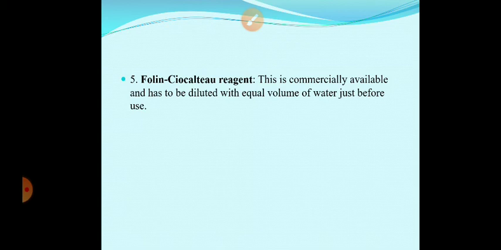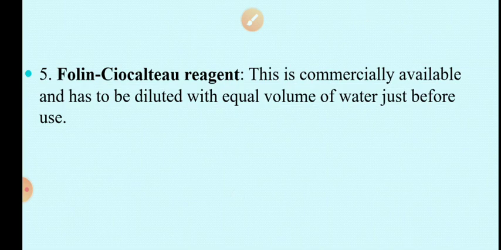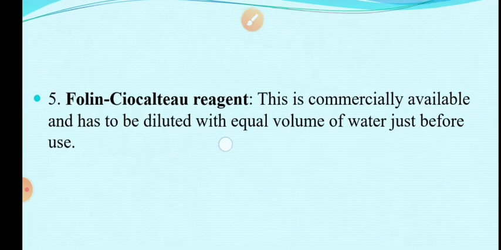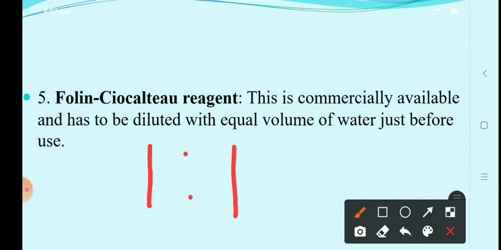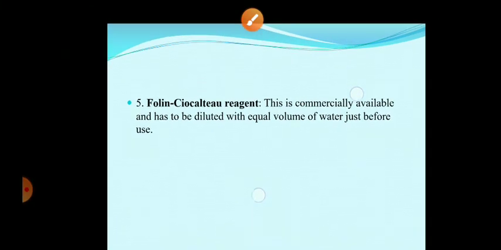This is commercially available in the market and it is to be diluted with equal volume of distilled water just before use. That means Folin-Ciocalteu reagent, which is available in the market, is to be purchased, and at the time of use when you are performing the experiment you have to dilute it 1:1, one part of Folin-Ciocalteu reagent and one part of water, equal volume. So 1:1 concentration we need Folin-Ciocalteu reagent.